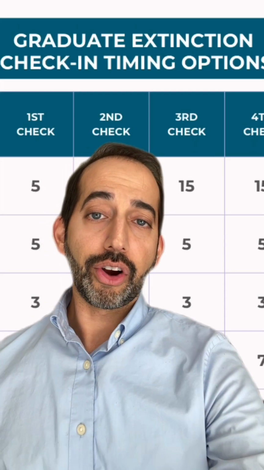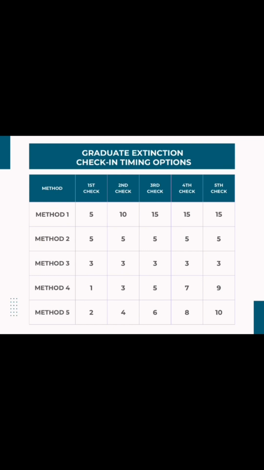Then after that, could be every 15 minutes. And in between checks, you're going to go soothe them for 1 minute max. I don't recommend waiting longer than 15 minutes to soothe. Here are 5 different methods regarding different check-in times you can use. It's really up to you. You can see it's kind of arbitrary. Take a screenshot.